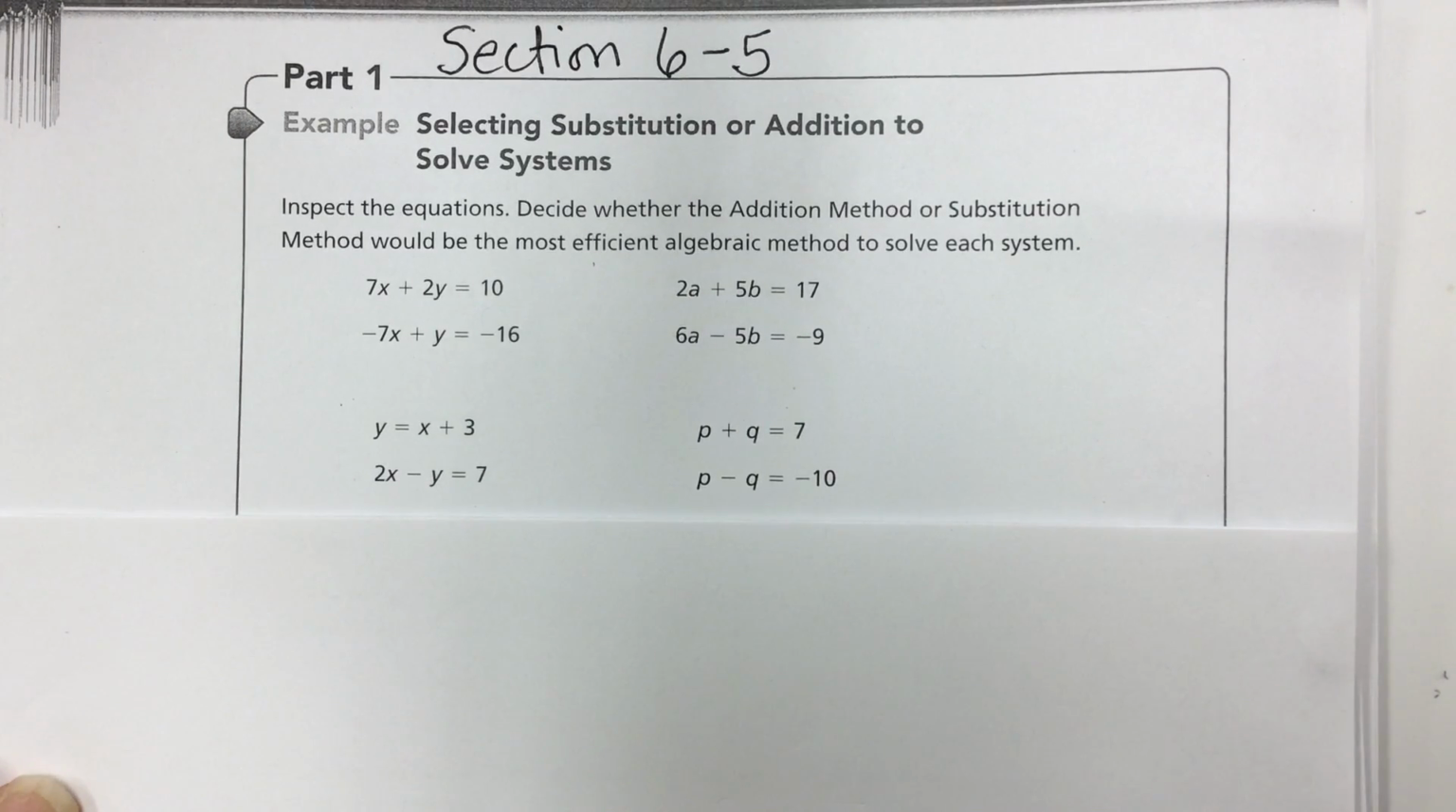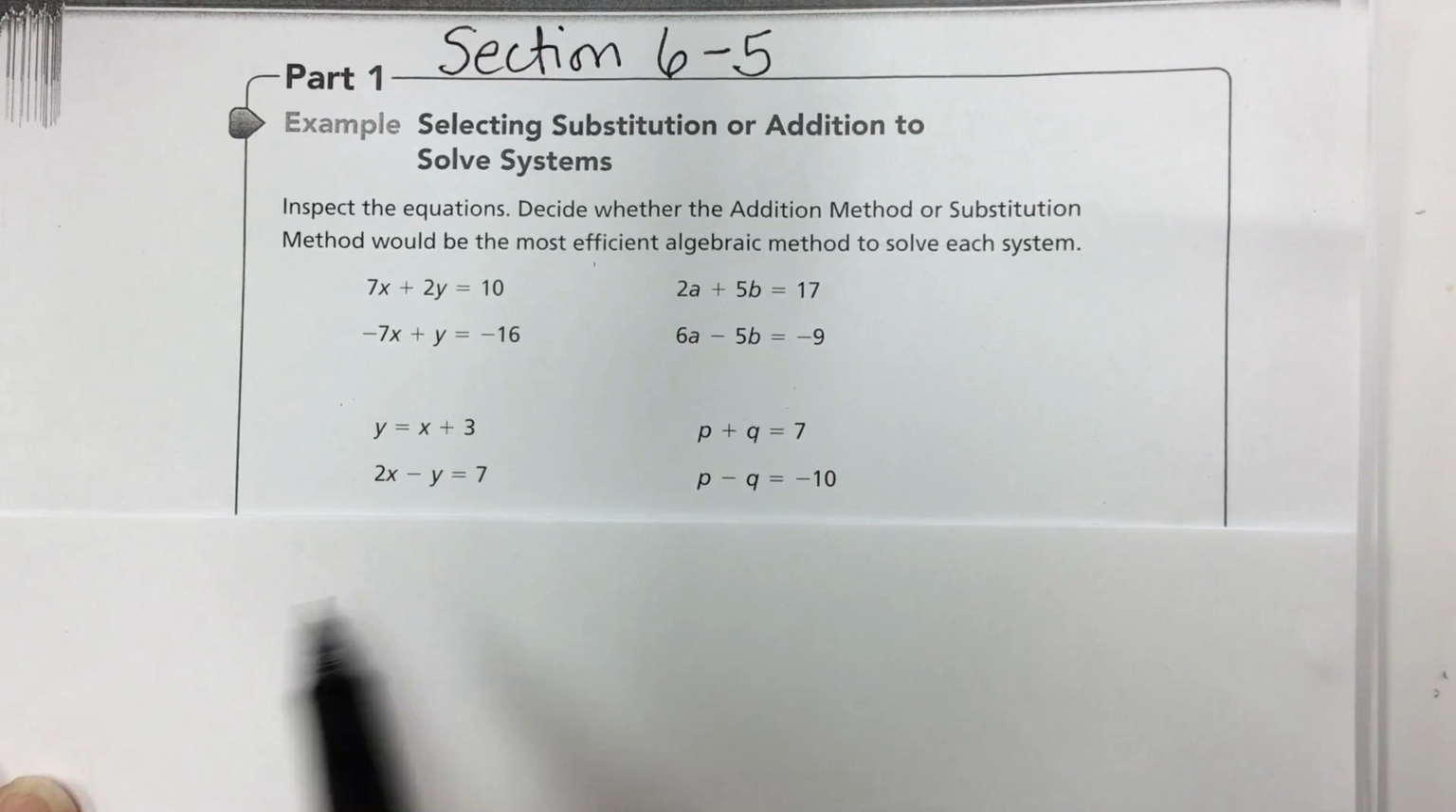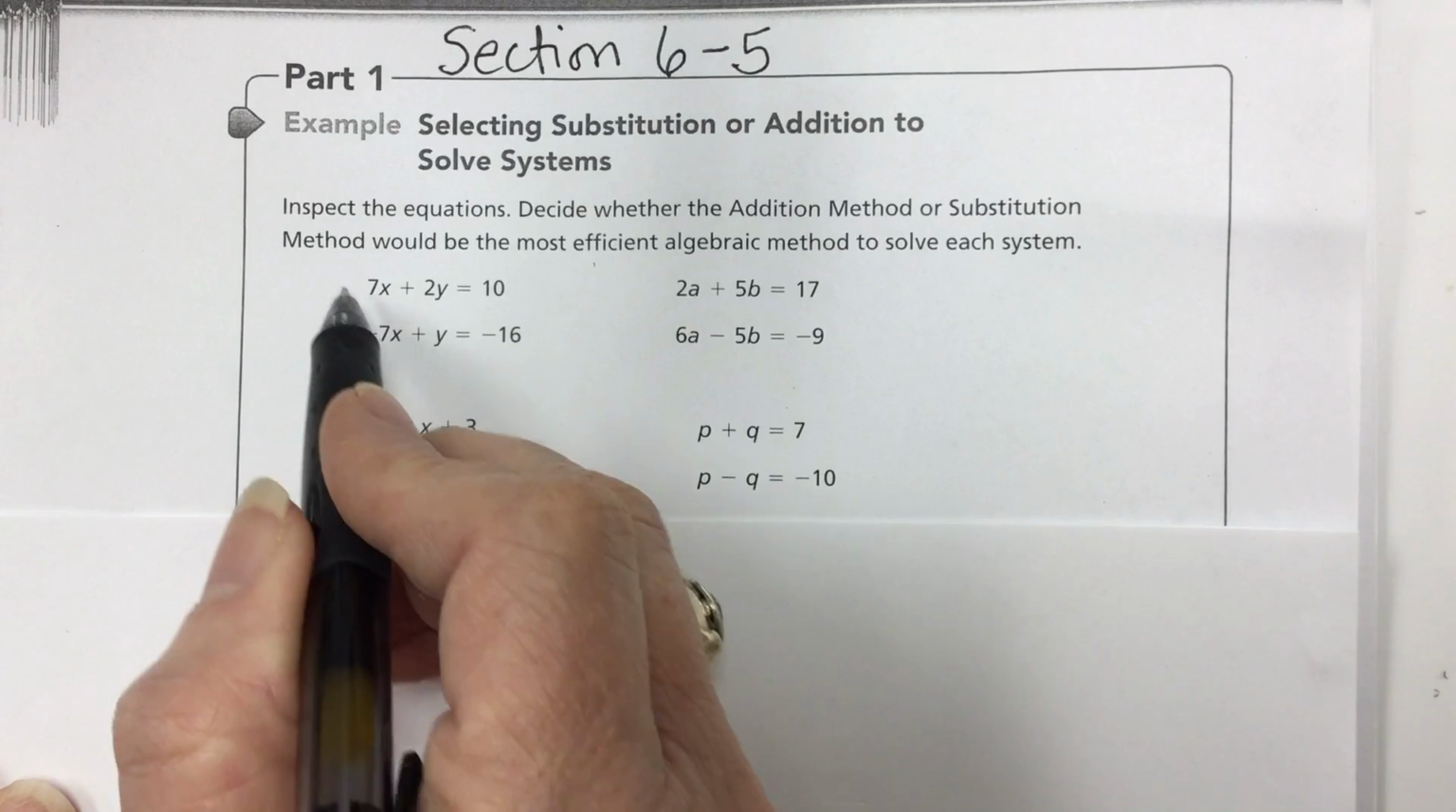Section 6-5, Part 1. Selecting substitution or addition to solve systems. Inspect the equations. Decide whether the addition method or substitution method would be the most efficient algebraic method to solve each equation. So let's take a look at this first equation here.